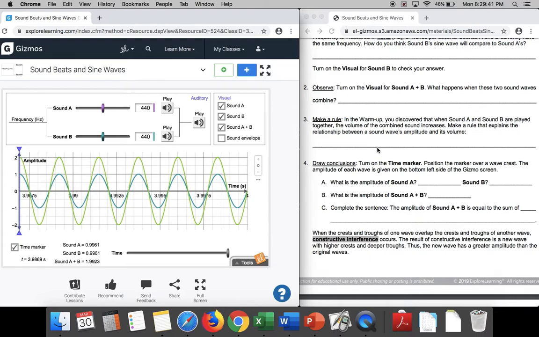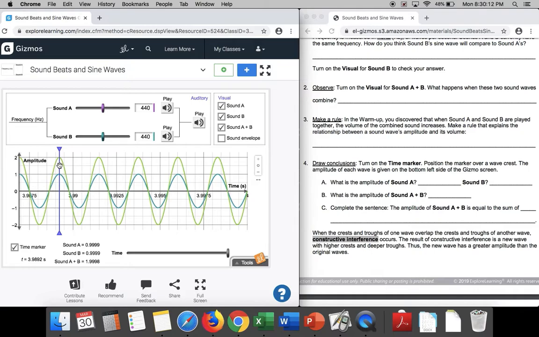All right, for 4, we're going to draw conclusions. It says turn on the time marker. So right here is the time marker. I'm going to go ahead and turn it on. Position the marker over a wave crest. Remember, the word crest refers to the peak of a wave. So I'm going to take this time marker and drag it right here. Here's a crest. There's a crest. And so I'm going to drag it right there.